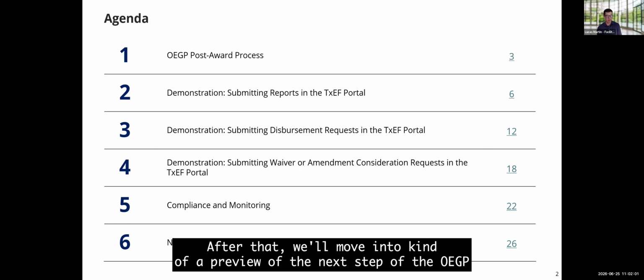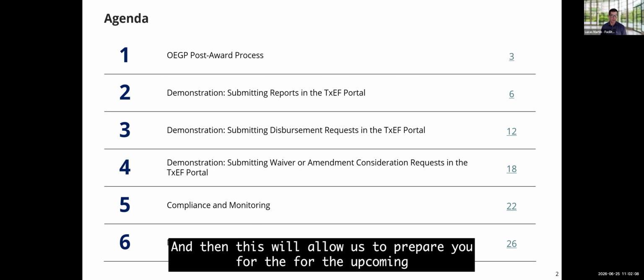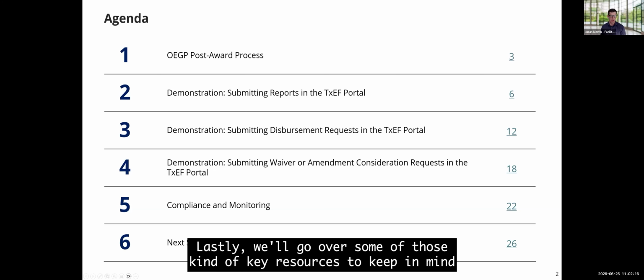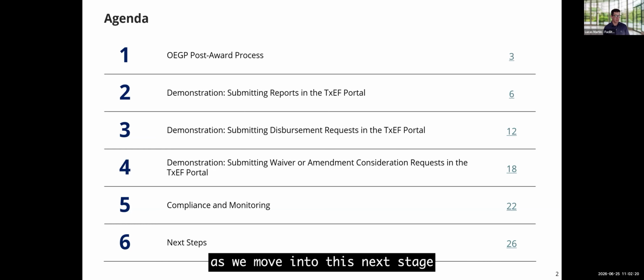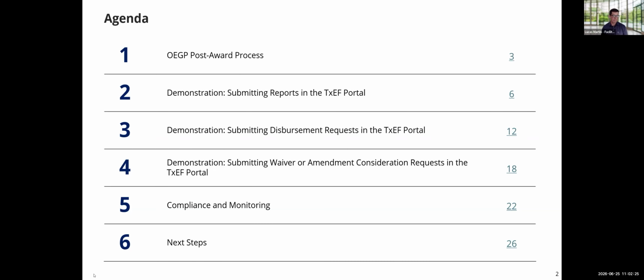After that, we'll move into a preview of the next step of the OEGP lifecycle, talking about compliance and monitoring. And then this will allow us to prepare you for the upcoming activities as we move into the post-grant agreement signing. Lastly, we'll go over some of those key resources to keep in mind as we move into this next stage, and just the next steps to finish us off coming out of this webinar.